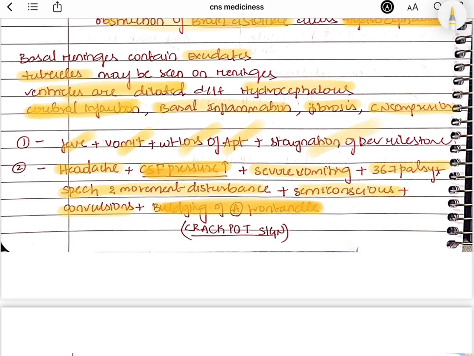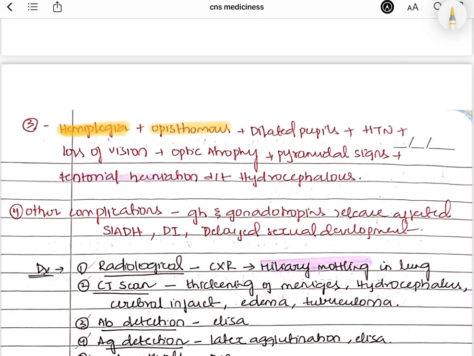Bulging of the anterior fontanelle is seen because of hydrocephalus and raised intracranial pressure. It has a specific sign called the cracked pot sign, right? So bulging of the anterior fontanelle is called the cracked pot sign. It is seen in TB meningitis. Next, they can develop hemiplegia, opisthotonos and dilated pupils, hypertension because of raised intracranial pressure again, loss of vision because of cranial nerve palsies, optic atrophy, pyramidal signs, and tentorial herniation due to the hydrocephalus. So all this can be seen.